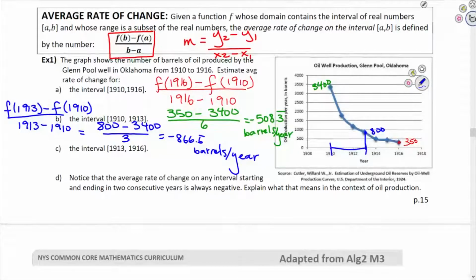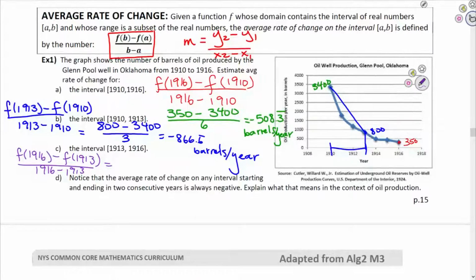And what that means is that on average, between 1910 and 1913, the average rate of change, the average decline, is 866.6 barrels per year. That's also the slope of the line connecting those 2 points in that interval. Next, we'll look at the average rate of change on the interval from 1913 to 1916. So again, it's the function value at the end, 1916, minus the function value at the very beginning, 1913, divided by 1916 minus 1913.